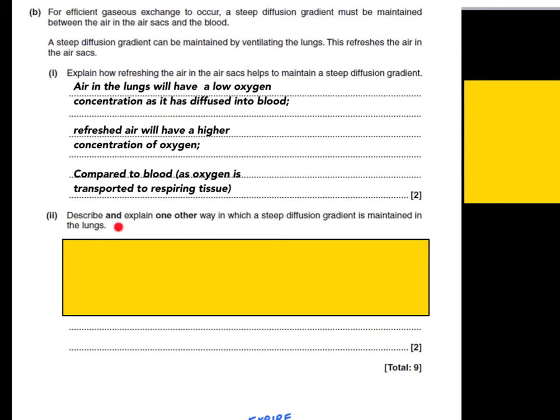Now it says describe and explain one other way in which a steep diffusion gradient is maintained in the lungs. So far we've only looked at the idea of refreshing air, but the other side we haven't really looked at: the blood. If this represents our blood and this is the oxygen in our red blood cells, then if you remember, blood always transports oxygen to respiring tissue so it can be used in respiration. So therefore, oxygen is continually being transported away from the lungs, so you always have a low concentration on this side. That also helps maintain a steep diffusion gradient, other than refreshing air.